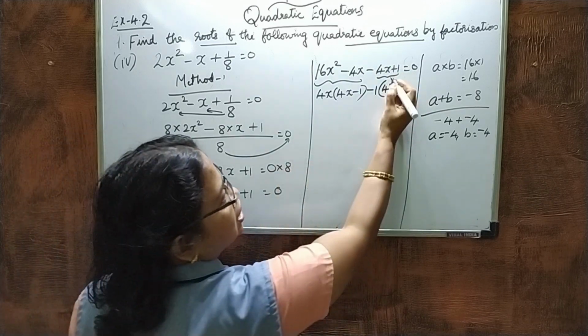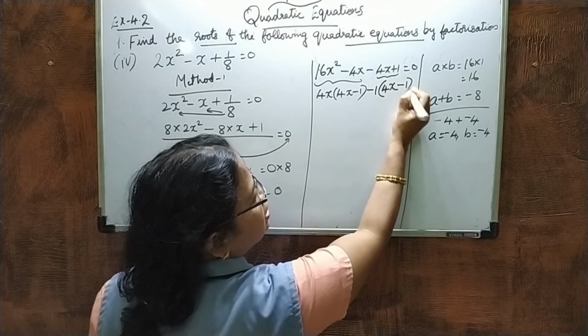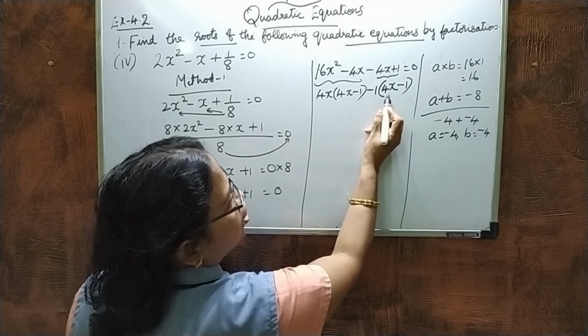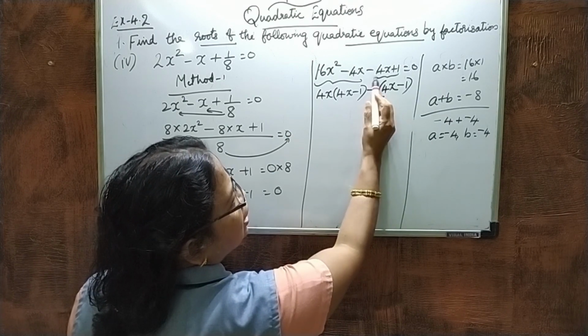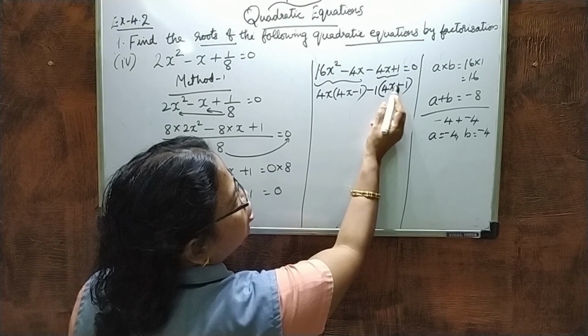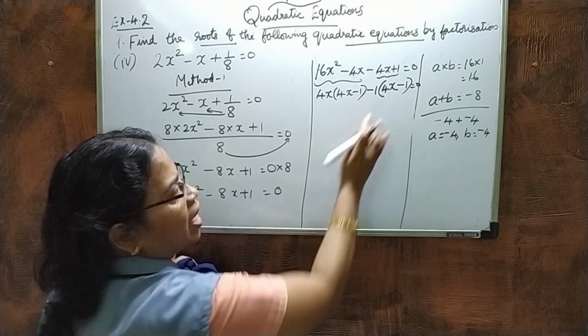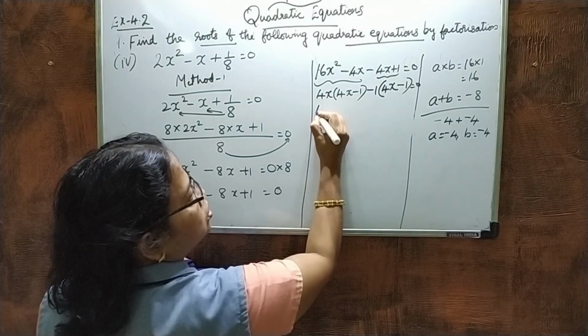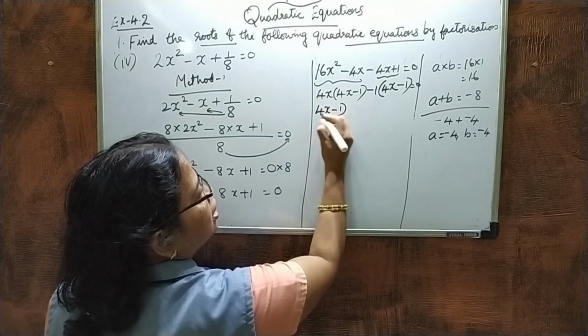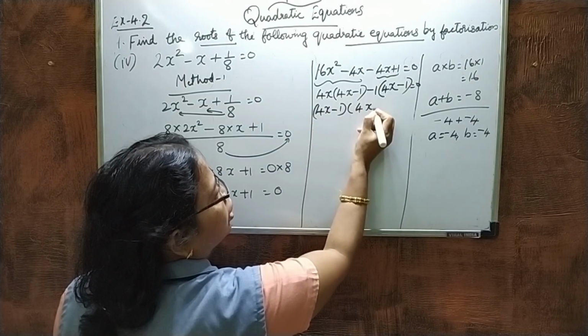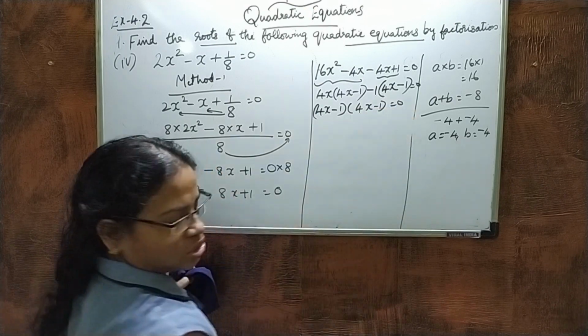That 1 we are taking outside, balance again 1 is there. Just multiply: negative 4 into negative 1 into 4x is negative 4x, negative into negative is positive, 1 into 1 is 1, equal to 0, and in the bracket it is the same thing. So again it is 4x minus 1 into 4x minus 1 equal to 0.